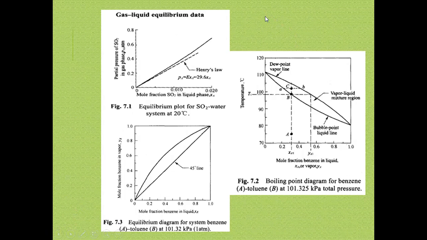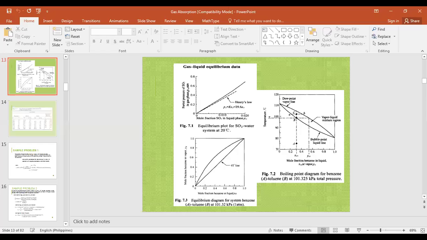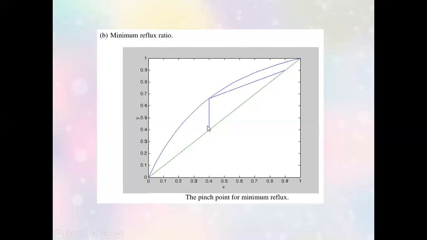So I'd like to quit sharing here and I go to our slide. Okay, so this is where we ended a while ago. Now, as I said a while ago, you need to find the location of the point where your feed line is going to intersect your equilibrium curve. In our first part discussion on distillation, that is referred to as the pinch point. The pinch point is the intersection of your feed line on the equilibrium curve.